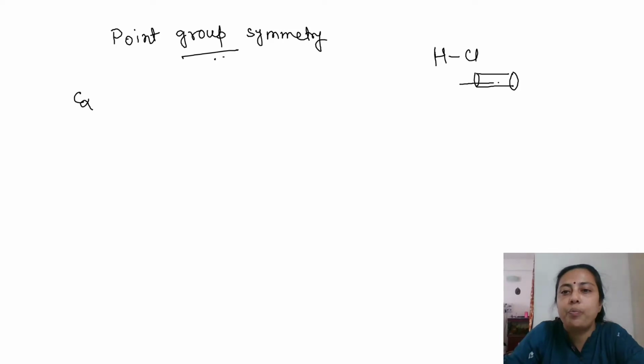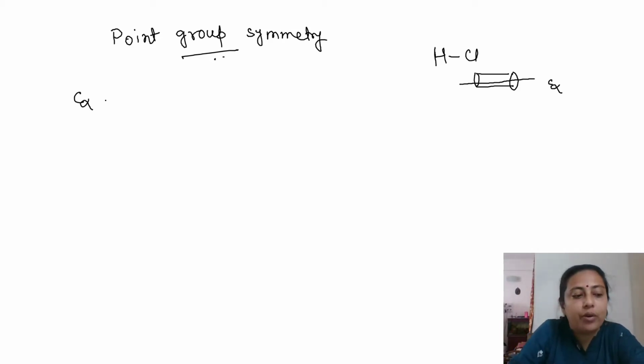Now if you pass a symmetry axis through the midway of the cylinder, then even a small angle of rotation will produce an indistinguishable structure of the HCl molecule. So we can say that the molecule has a C infinity axis. So any linear molecule will have a C infinity axis.